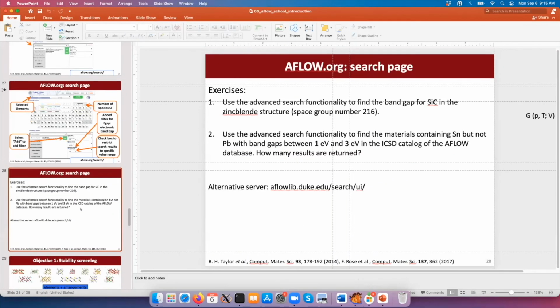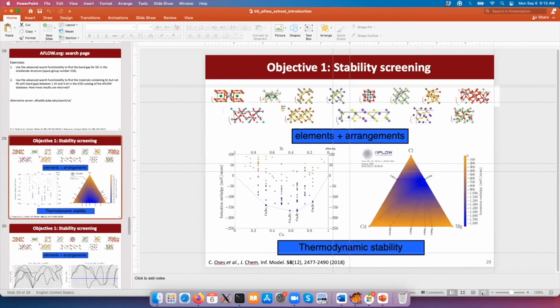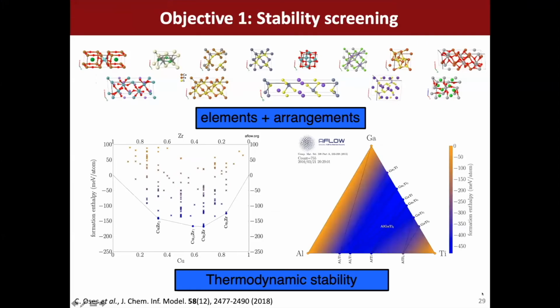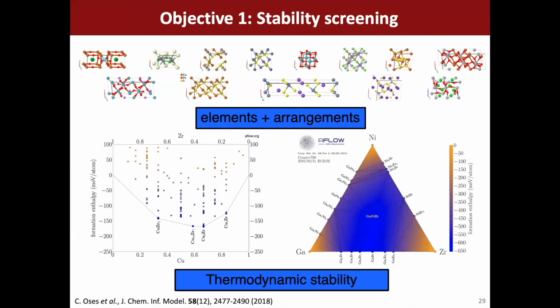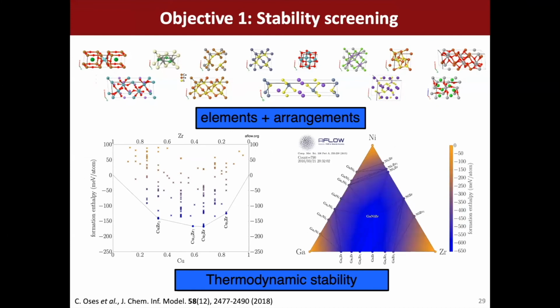Okay, so now that we have all this kind of data, what kind of things can we do with it? So the first thing we do is what's called stability screening. This is where we try to find which materials are actually stable or which materials are actually likely to form. For this, we do this convex hull phase diagram analysis, and Dr. Curtarolo will be talking about this, I believe, on Wednesday in more detail.